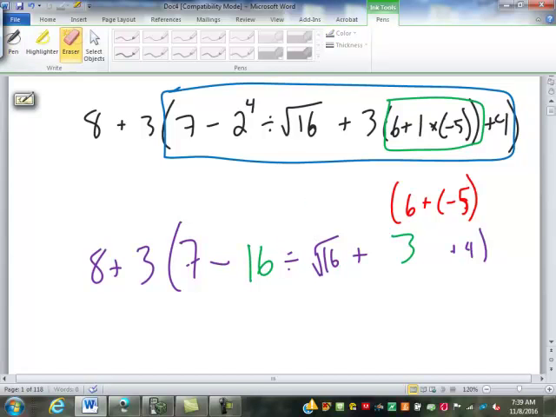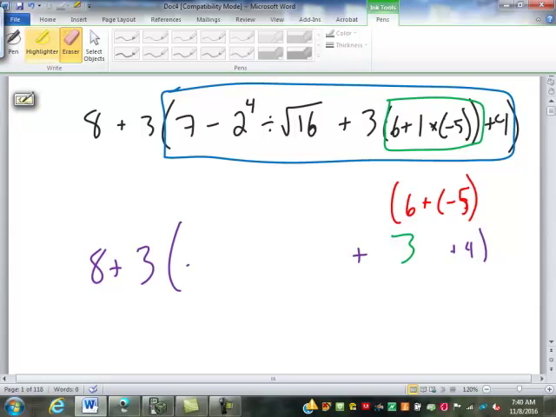Powers and roots happen at the same time, but we're working left to right, so the square root of 16, which is 4. Any other exponents? Nope, no more powers or roots. So we're going to go back, and what do we do next? Multiplication and division, right? So 16 divided by 4, which is 4. Then what? 7 minus 4, which is 3.